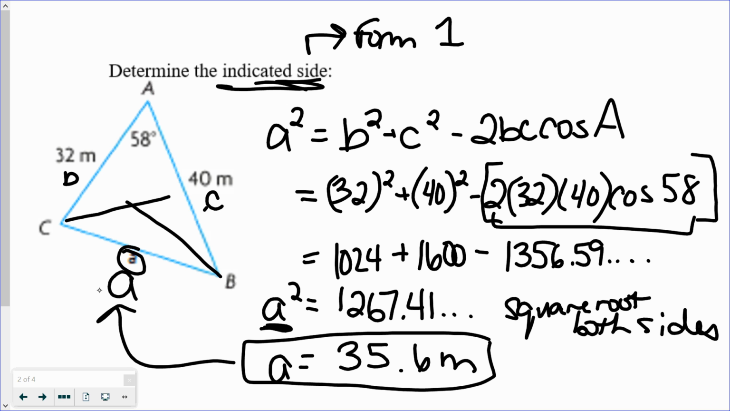1267, hopefully you wouldn't get stuck at that answer and be like, yeah, that looks good, because that doesn't make any sense with that triangle.